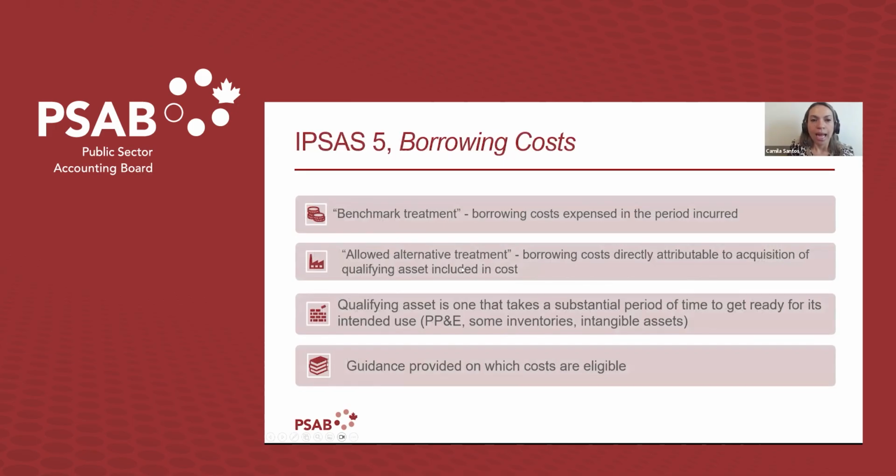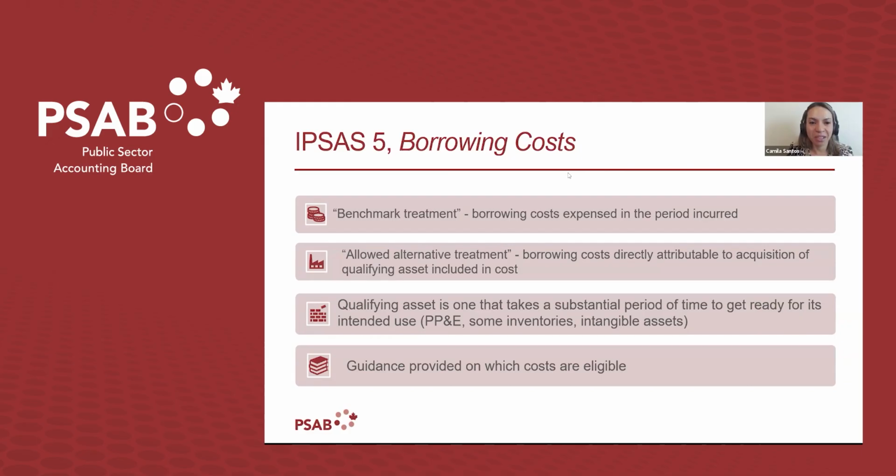An entity might incur debt and related borrowing costs associated with the acquisition, construction, or production of plant, property, and equipment. IPSAS 5 Borrowing Costs prescribes the accounting treatment for borrowing costs. Wow, Camilla, that's a whole other standard for us to deal with. In the interest of time, what is important for us to know about IPSAS 5 from a PP&E perspective?